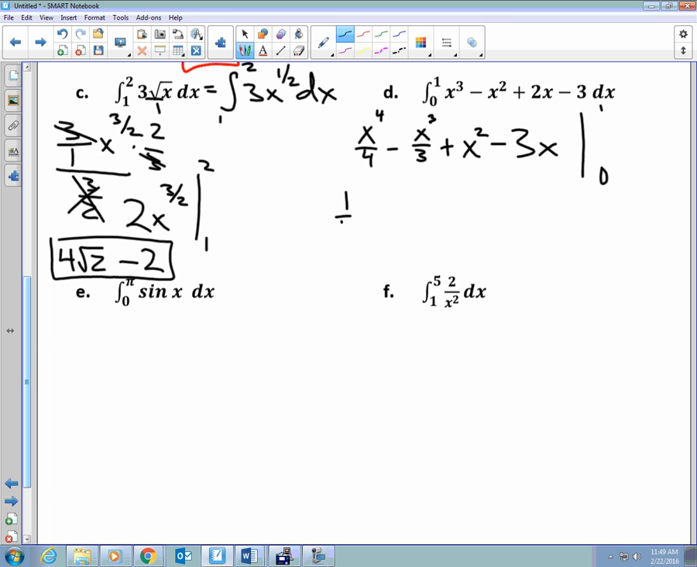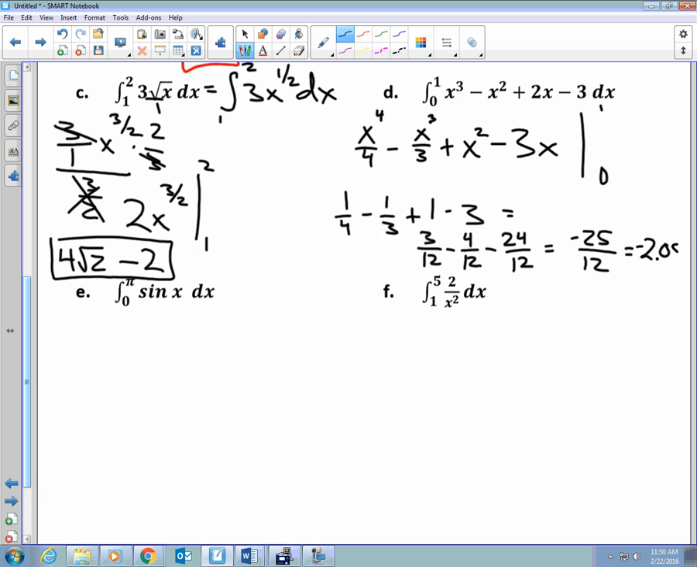I get 1 fourth, minus a third, plus 1, minus 3, or I guess common denominator would be 12, so 3 over 12 minus 4 over 12 minus 24 over 12. 1 minus 3 is negative 2, so that'll be negative 24 over 12. So 3 minus 4 is negative 1, minus 24 is negative 25. Negative 25 over 12, or negative 2.083 repeating is what we're going to check that decimal as.